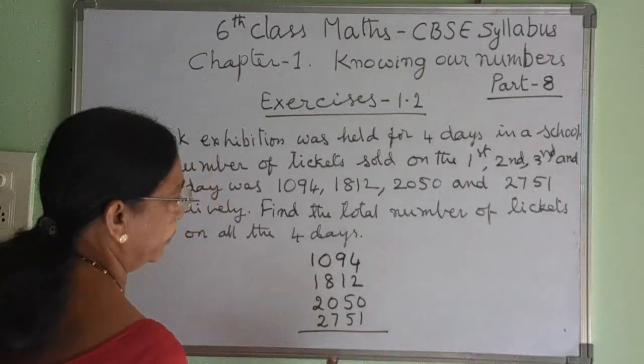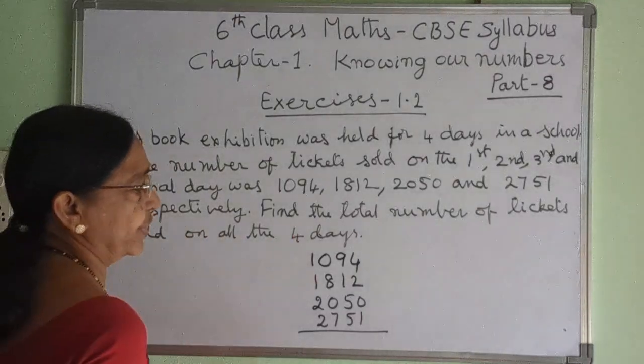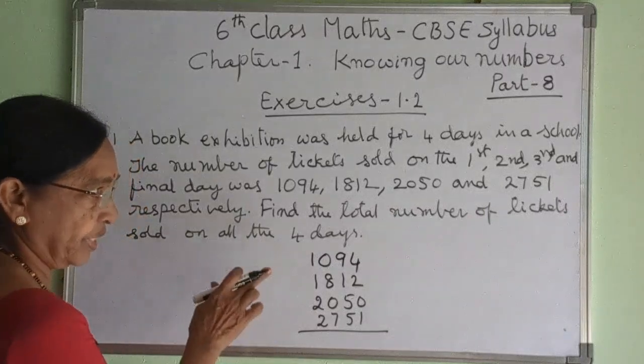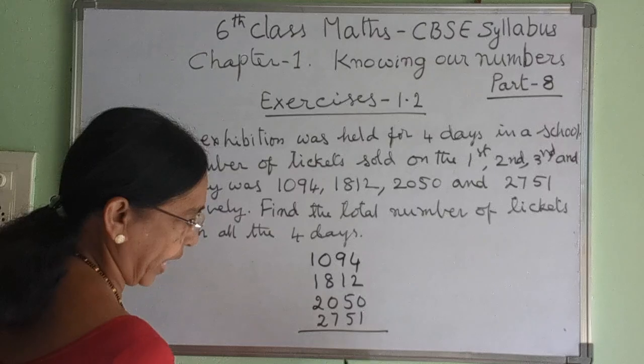2751. Therefore, the total number of tickets sold on all the 4 days, that is the sum of the number of tickets sold on each of the 4 days. So we have to add this.